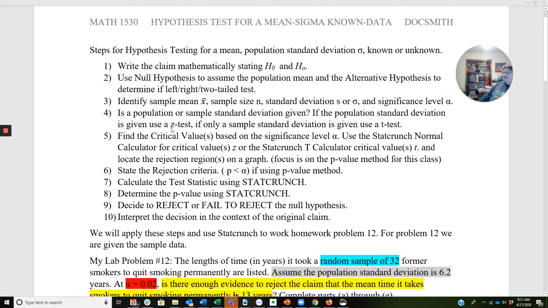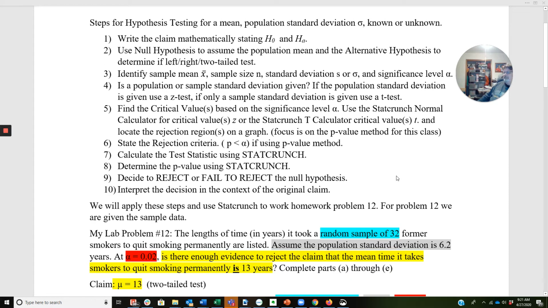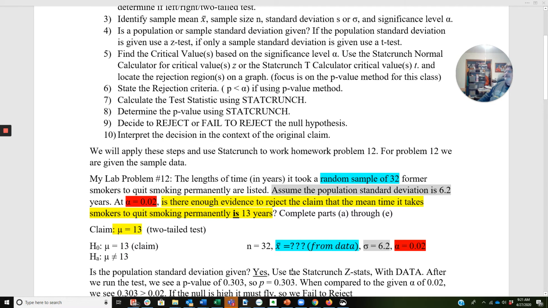I'm not going to go through the steps again. We did this in the last video. I will load those for each one of these hypothesis tests for a mean. But we'll notice we'll follow those same steps again for problem 12. Remember, we're given the sample data in problem 12.